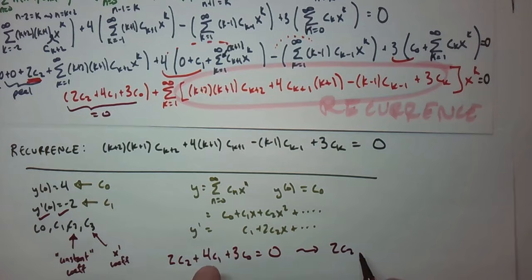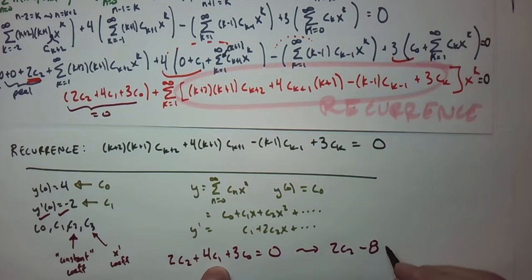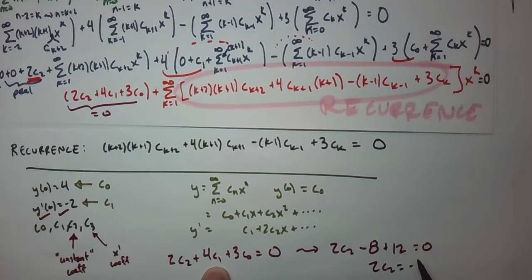So 2C2, what is 4C1? Well, C1 is negative 2, so 4C1 is negative 8. 3C0, well, C0 is 4, so that's plus 12 equals 0. Okay, 12 minus 8 is 4. You move it across. 2C2 is negative 4. That says C2 is negative 2. So now we have C2. We know what C2 is.